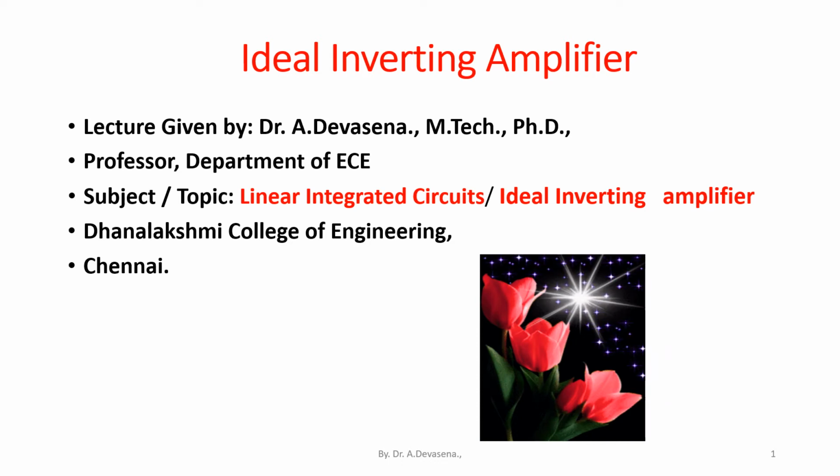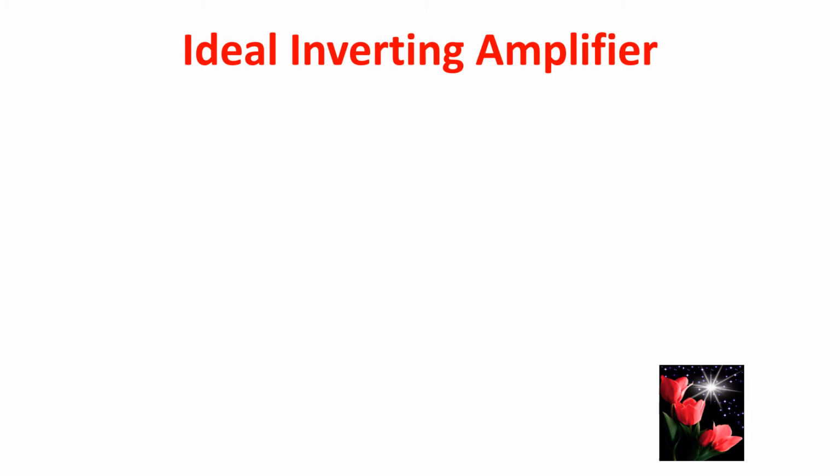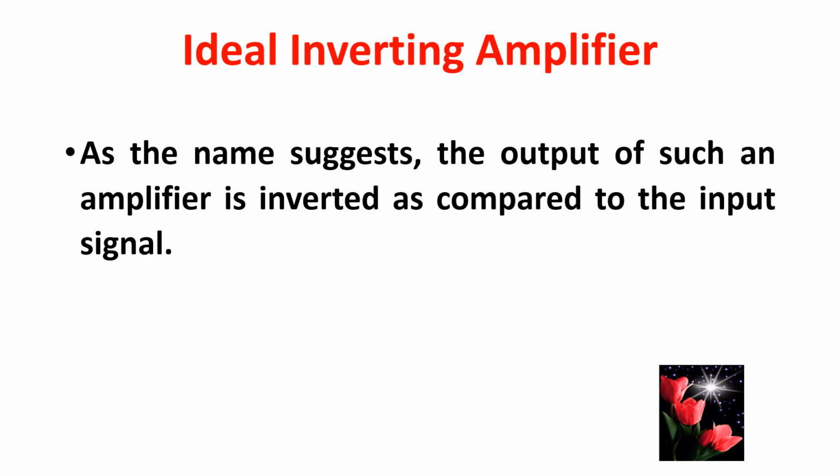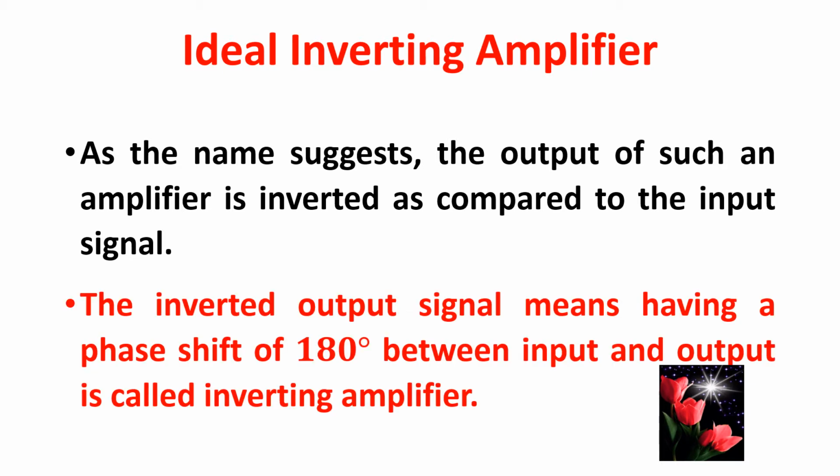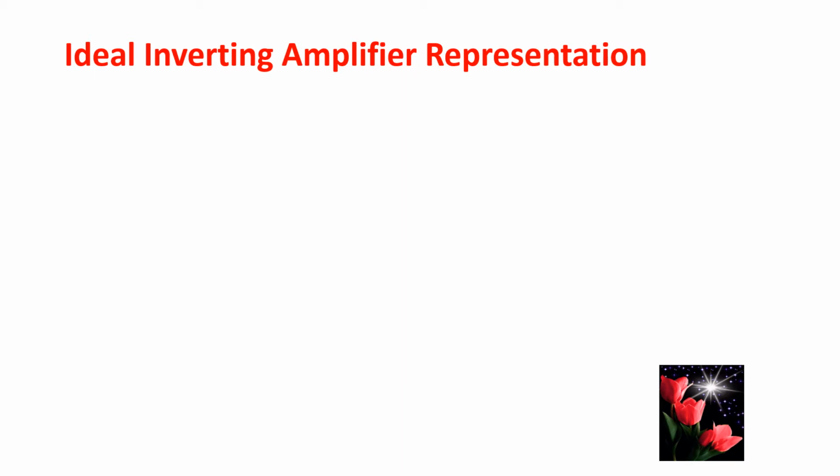In this lecture, we are going to discuss the ideal inverting amplifier. This topic is present in the subject Linear Integrated Circuits. Ideal inverting amplifier. As the name suggests, the output of such an inverting amplifier is inverted as compared to the input signal. The inverted output signal, having a phase shift of 180 degrees between input and output, is called an inverting amplifier.